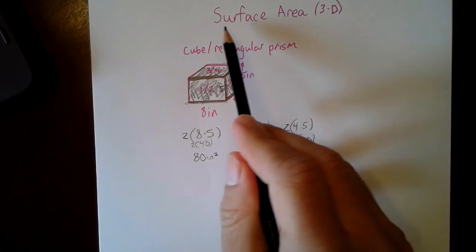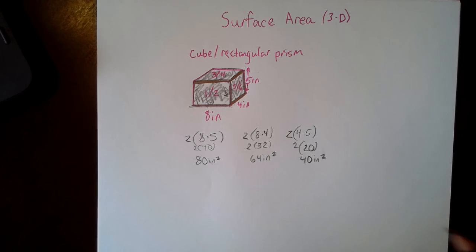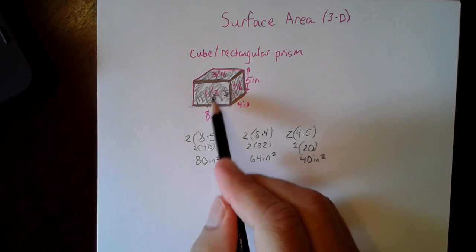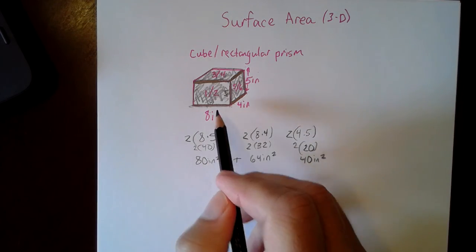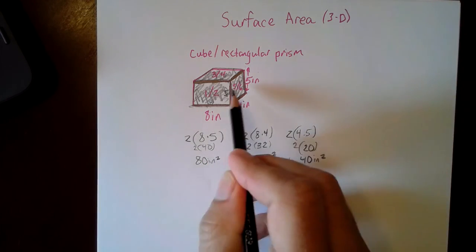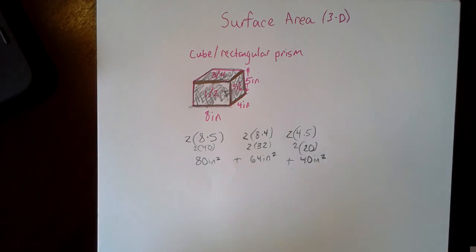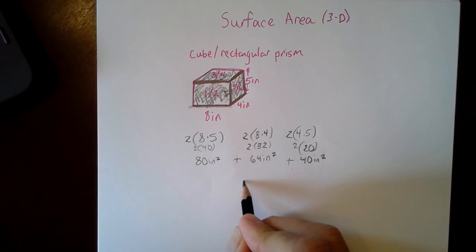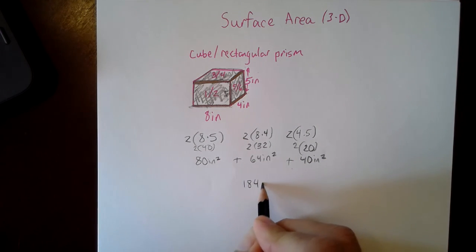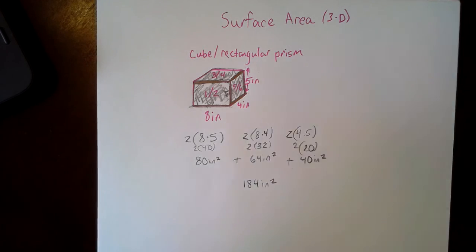If I want to know the total surface area, the total means I'm going to add them all together. I have the 80 from the front and the back, plus the 64 from the top and the bottom, plus the 40 from the right and the left. I'm going to add them all up. I'm going to do this in my head. This gives me 144, plus 40 gives me, I believe, 184 square inches.